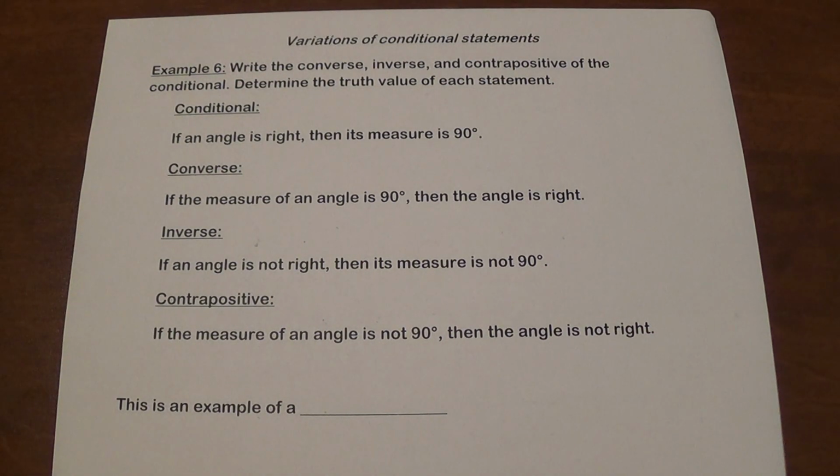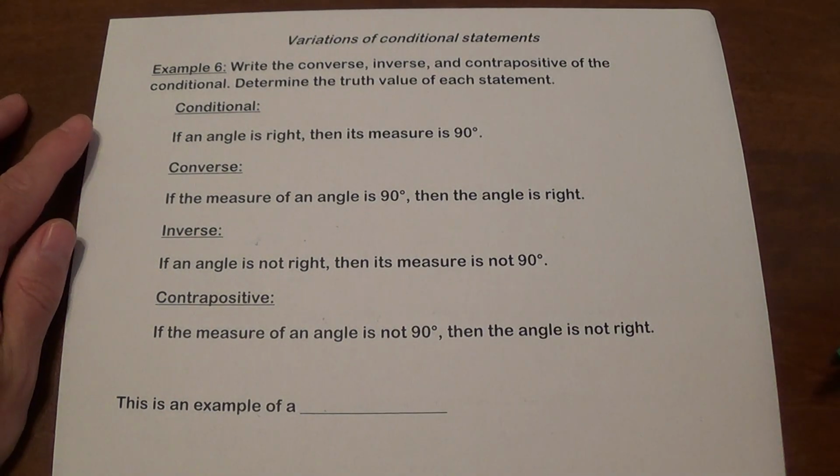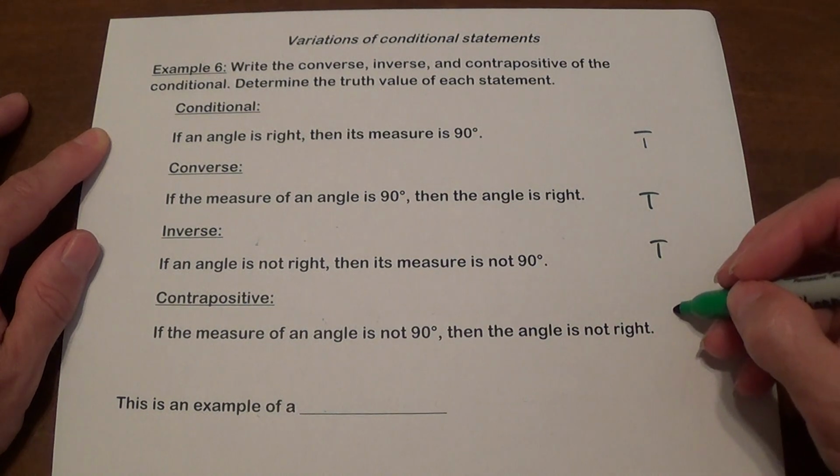Okay, so the last thing we want to take a look at. These are already written. If an angle is right, then it measures 90 degrees is our conditional. The converse will be, if the measure of an angle is 90 degrees, then the angle is right. That is also true. If an angle is not right, then its measure is not 90 degrees. That is also true. And if the measure of an angle is not 90 degrees, then the angle is not right. All four statements here are true.